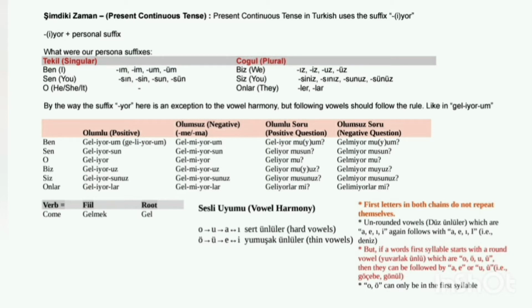Well, why are these changing, ız, iz, uz, üz, siniz, sınız, sunuz, sünüz? It's because of our vowel harmony. You will remember in a minute. So, what was our vowel harmony then? Well, as you can see, I have included a reminder at the bottom of this page, and we've got sert ünlüler and yumuşak ünlüler. Sert ünlüler, hard vowels, yumuşak ünlüler, thin vowels. So as you can see, o, u, a, ı and ö, ü, e, i.